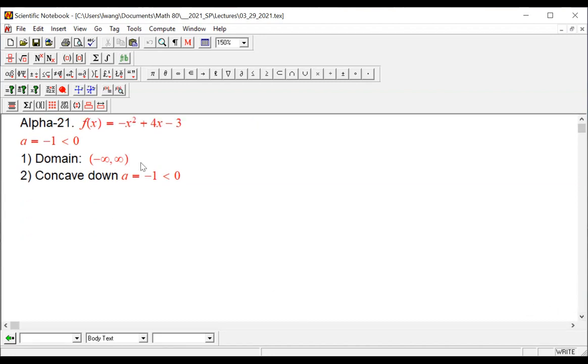It opens down. So let's look at the y-intercept. So please grab your paper and pencil. We have done number 19 and number 20. So this question, I wish you guys to participate much more actively. Have your paper and pencil ready to share your work with me anytime.